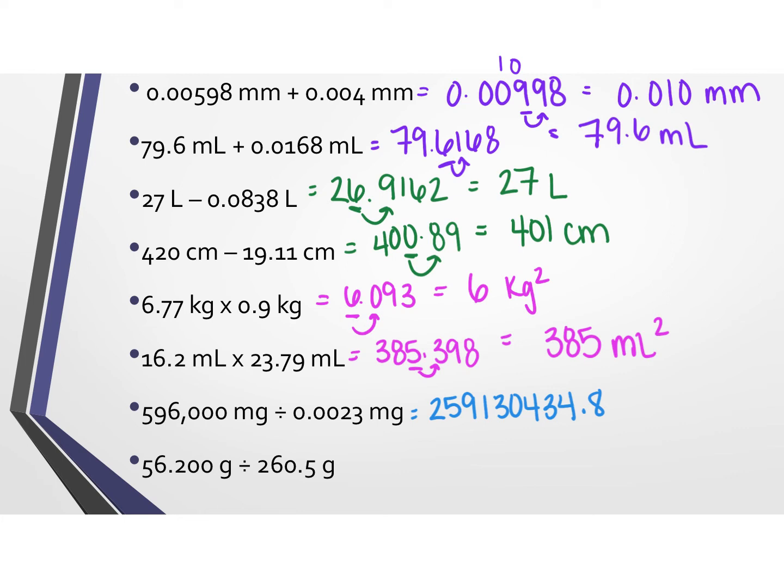Okay, sig figs. How many in 596,000? Okay, 3. How about 0.0023? 2. So how many can your answer have? 2. Okay, so that's our second sig fig. What's that 9 going to cause me to do? Okay, round it up. There's 2 different ways you can write your answer.